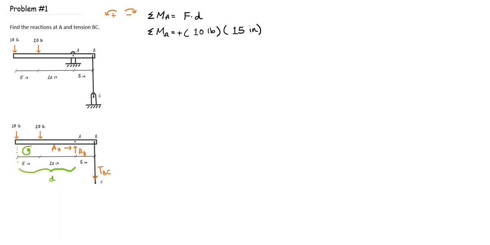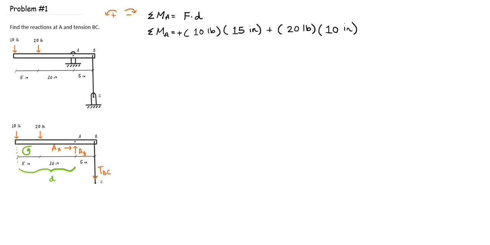Now we need to do the same for the other forces. So we have a 20-pound force, and the perpendicular distance from point A to 20, it's 10 inches. Again, this would form a counterclockwise moment, which is a positive. So now we don't have to take the moment of AX and AY. Since point A is in the line of action of AX and AY, the moment of both of these forces is 0. Finally, we have tension BC.